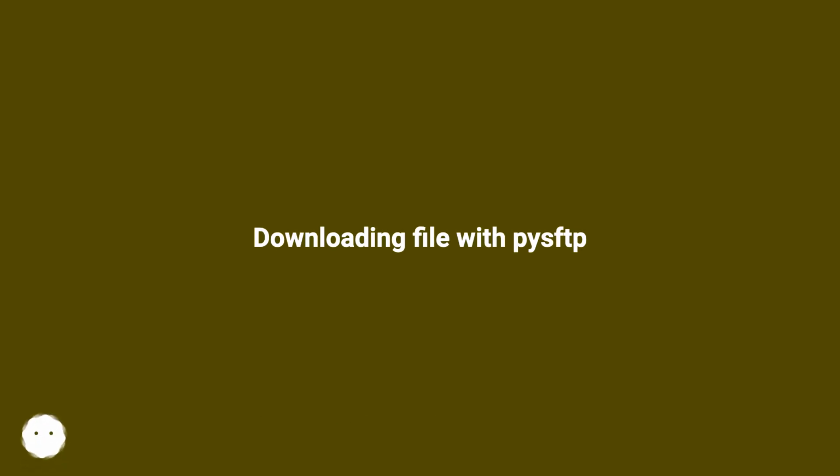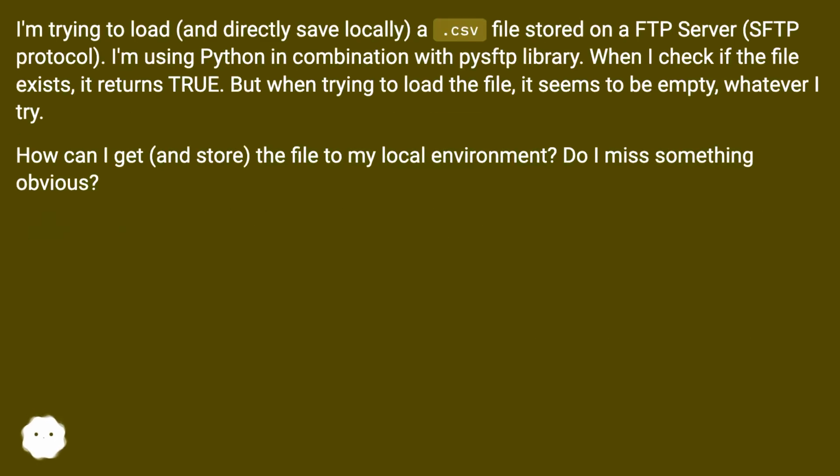Downloading file with Pysftp. I'm trying to load, and directly save locally, a .csv file stored on an FTP server, SFTP protocol. I'm using Python in combination with the Pysftp library.